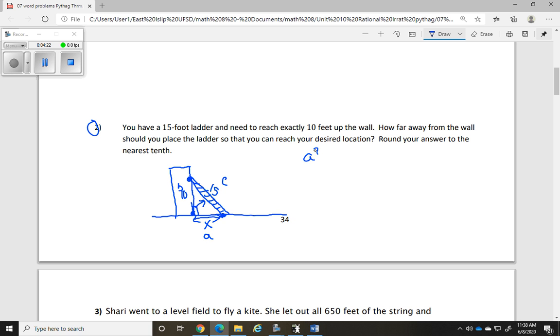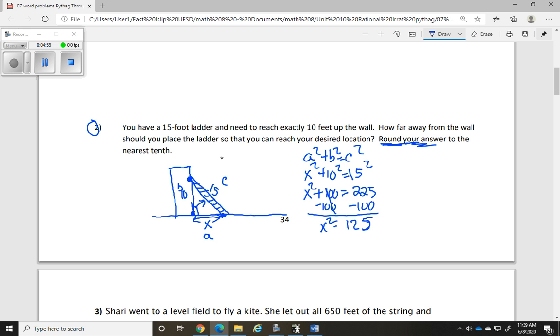So if we use a squared plus b squared equals c squared, we can write x squared plus 10 squared equals 15 squared. So x squared plus 10 times 10 is 100 equals 15 times 15 is 225. We're trying to solve for x, so I have to get rid of this plus 100. The opposite of plus 100 is subtract 100. Whatever you do to one side, you do to the other. So x squared is now equal to 125. Do you notice the hint here? Round your answer to the nearest tenth.